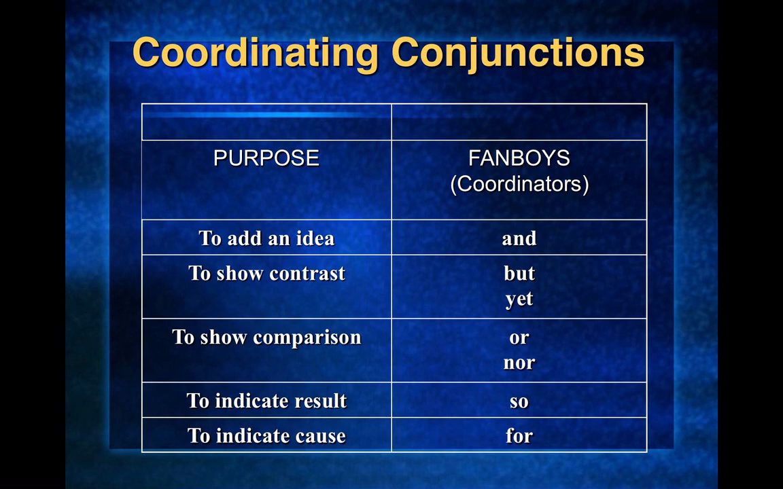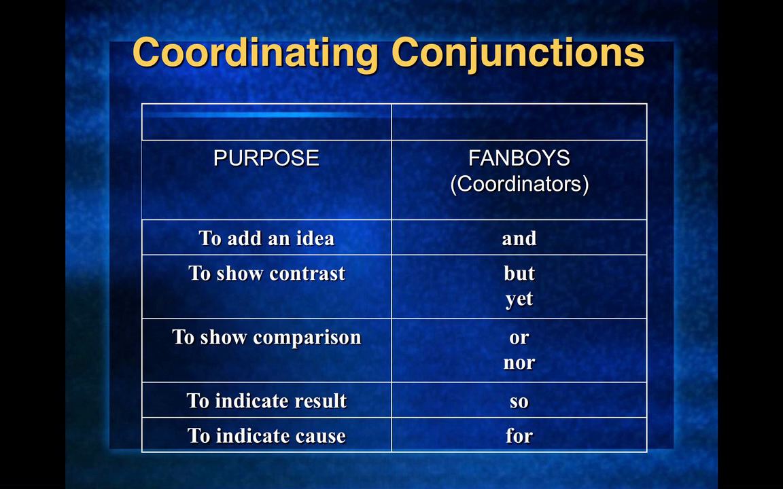You choose and if you're going to add an idea, but and yet show contrast between the two independent clauses used, or nor show comparison, so it's this or that. You indicate a result by using so. We went to the movies, so we had to spend tons of money on popcorn. So that explains why. It shows what was the result of going to the movies.